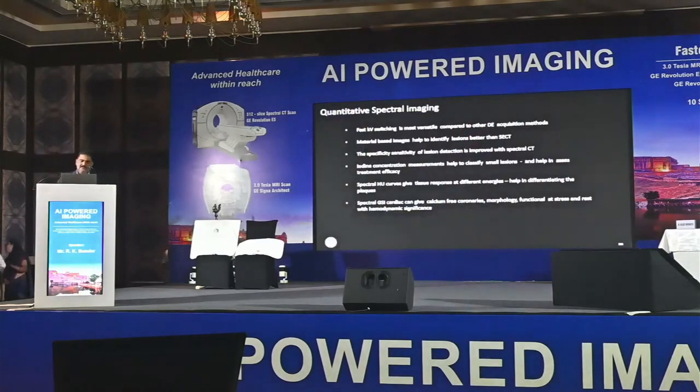Just to summarize, quantitative CT imaging with spectral CT is a great innovation today, which is very specific in terms of identifying and characterizing the lesions with a high degree of quantitative specificity and helps you to arrive at a definitive clinical diagnosis.